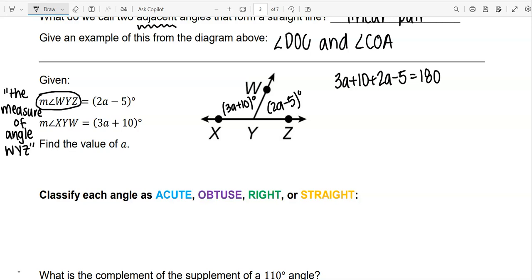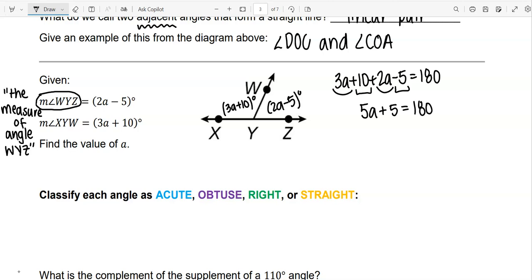How do I solve that equation for A? Combine like terms, what are they? 3A and 2A. If they're on the same side, you do what it says, you don't do the opposite. So this is going to be 5A. What else? 10 and negative 5 make what? Positive 5 equals 180.